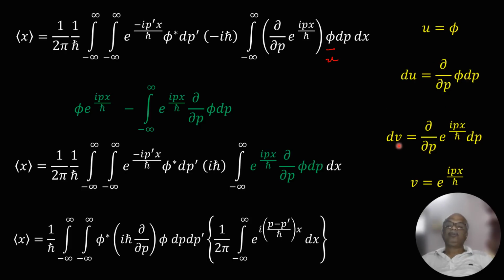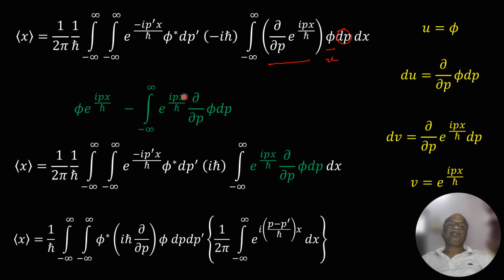And dv, I am going to keep these terms inside the bracket and dp, because we are going to integrate over dp. So dv is equal to the exponential term into dp. So then what is v? V is nothing but this exponential term. Now you use integration by parts.